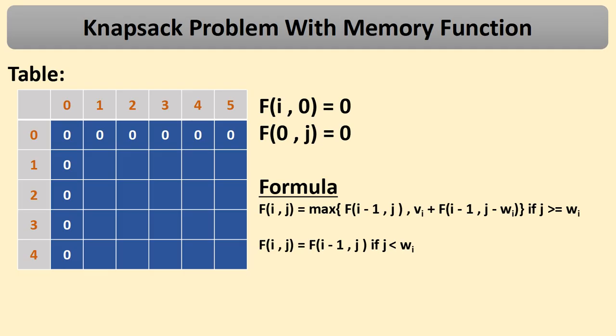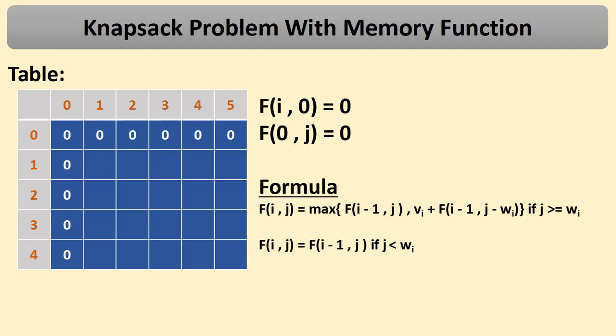Next is f of 0 comma j. We know j ranges from 0 to 5, so now we substitute the value of j from 0 till 5. What is the first value? f of 0 comma 0 is 0. Next, f of 0 comma 1 is 0, f of 0 comma 2, and likewise till f of 0 comma 5. That's what I have filled in the table.